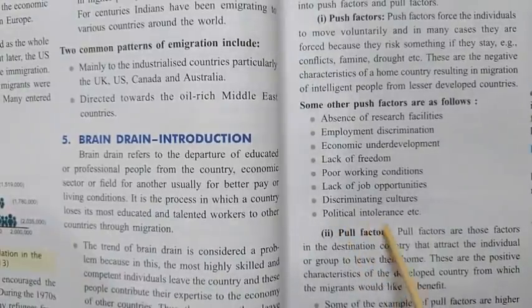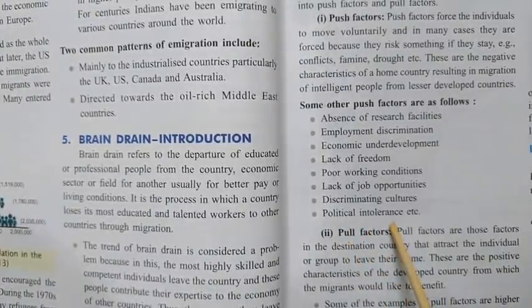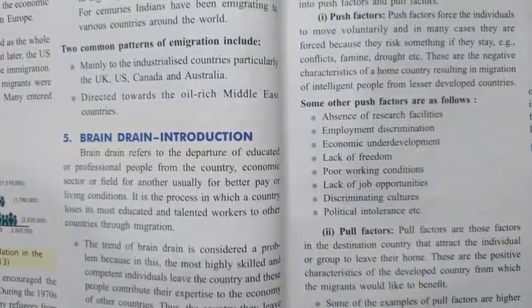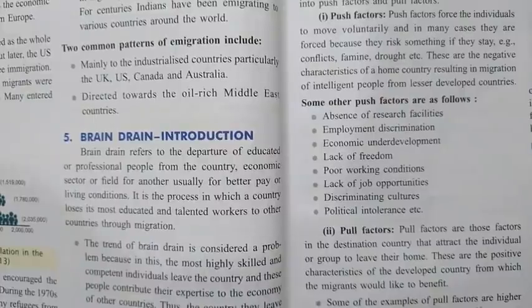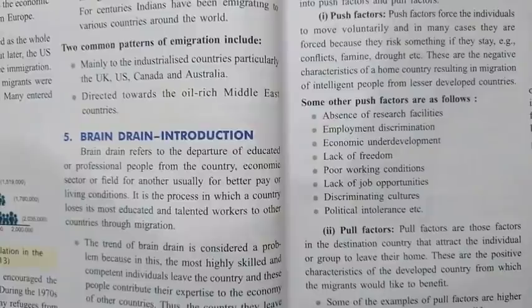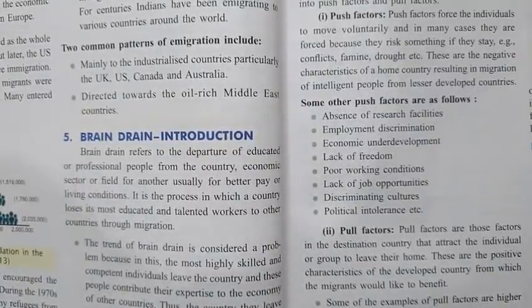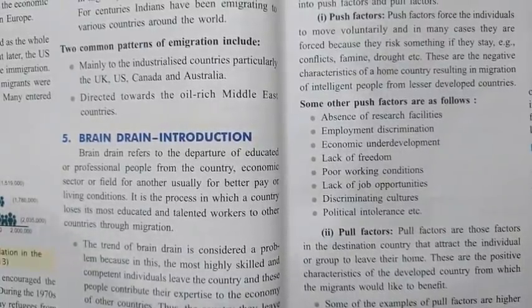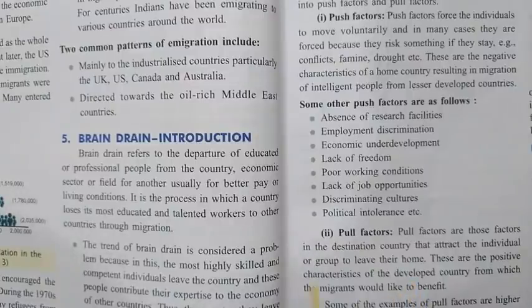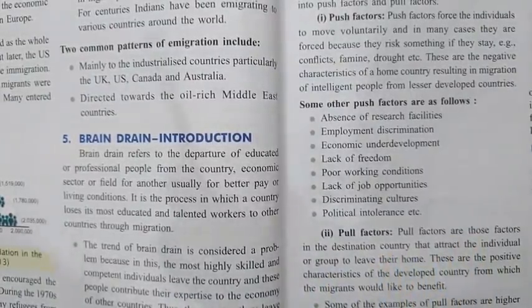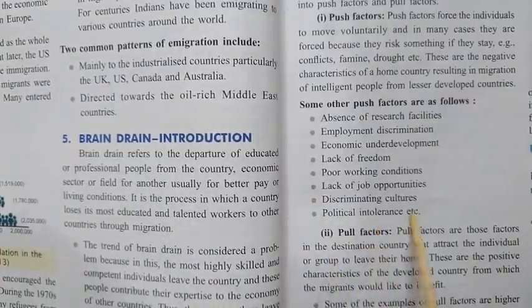Next is the political intolerance. Political intolerance means that some countries don't have a good political system. You can find in Pakistan, there was a time, a large period of time, when some dictator ruled over Pakistan, and during that time a large number of people migrated to other countries. That is the political intolerance.